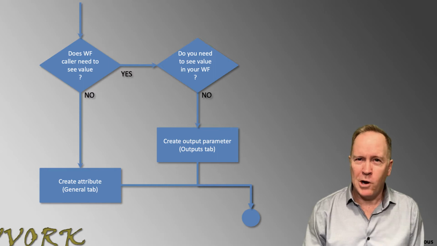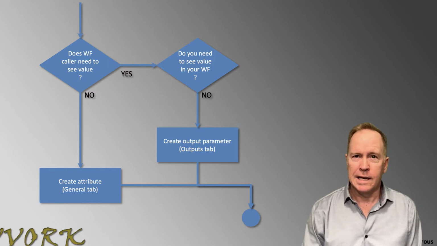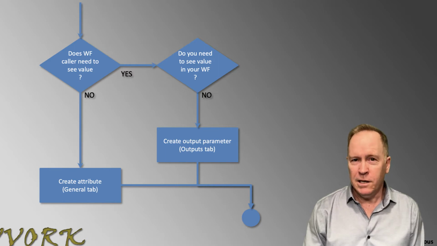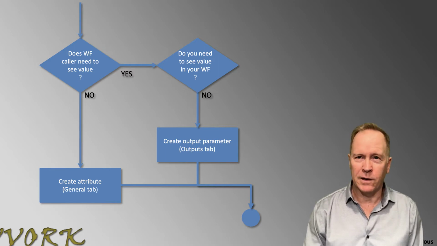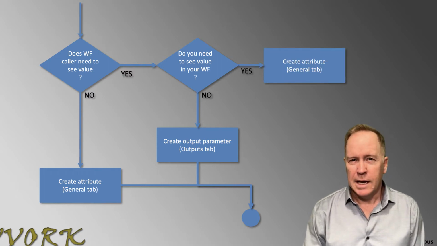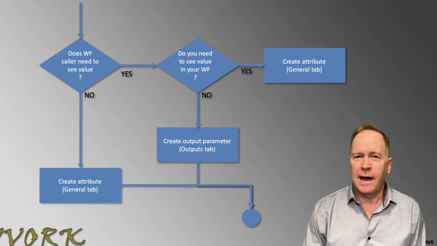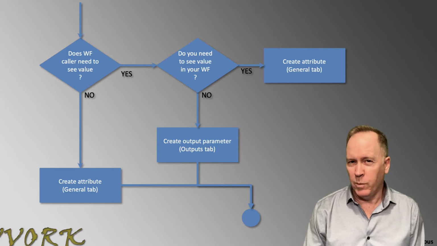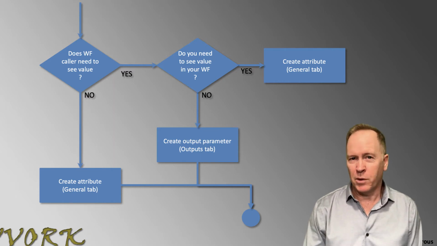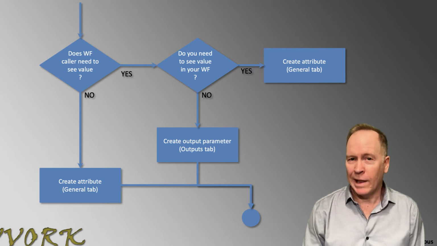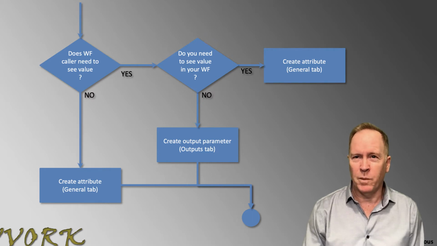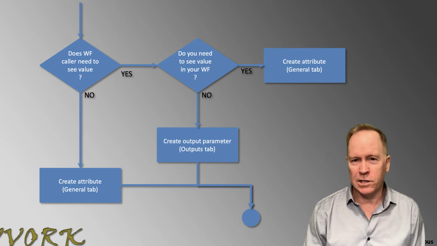Continuing on here, if the workflow caller does need to see the value of the variable, and I, the developer of the workflow, also need to see the value of the variable, then what I'm going to do is create an attribute. Now, the reason why I'm doing that is that output parameters have write-only permissions on them. While I can change the value of an output parameter, I cannot see what's in it. So if I create an output parameter, I won't be able to satisfy the need to see the value of the variable within the workflow. So instead, I'll create an attribute.